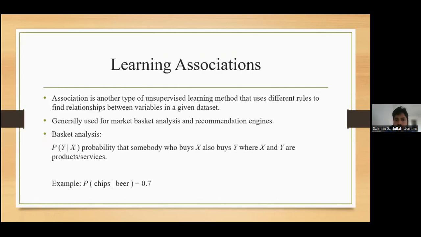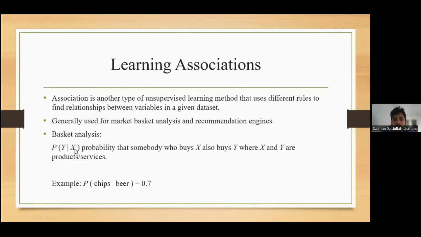Now coming to association learning, this is also a type of unsupervised learning, which uses different tools to find relationships between variables in a given data set. That means you have data with different variables, and it will find the relationships between them. Association learning is generally used in market basket analysis and recommendation engines. As I said, if you buy an Apple iPhone, they will suggest that you buy an Apple Watch also. Or if you buy shoes, they will suggest you buy socks also.